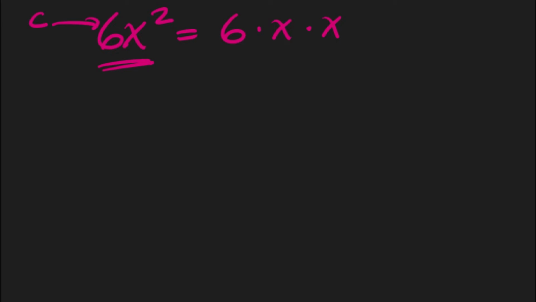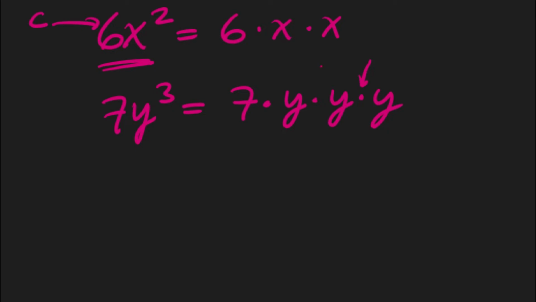Let's give another example, something like this: 7 times y cubed, for example, which means 7 multiplied by y, multiplied by y, multiplied by y. You know, this dot sign just represents multiplication. So 7y cubed is also another example of an algebraic term.